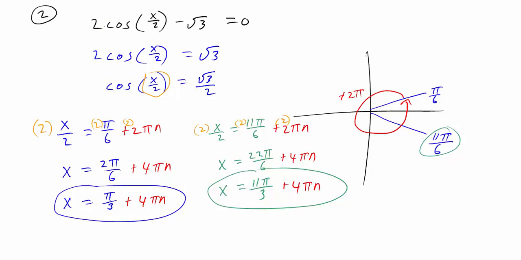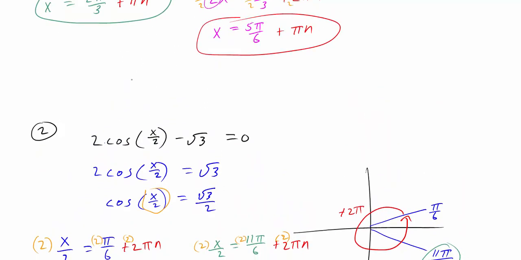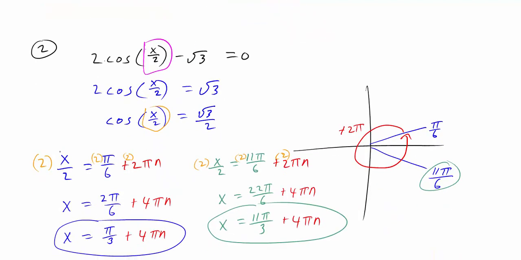So here we're looking at multiple angles, and again, this x over 2, realize that we have to set that whole part equal to the angle plus any multiple that we add on, and then you just simply solve the equation then for x.